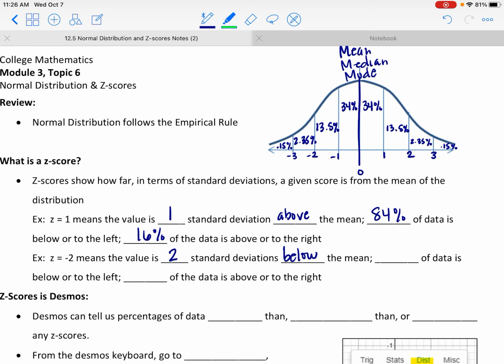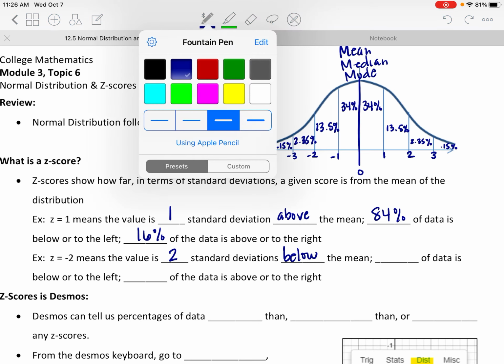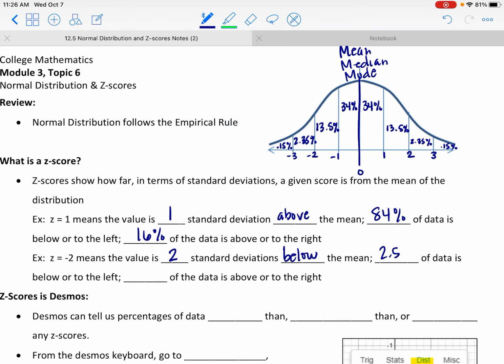And so if we're at this marker, then we have 2.5% of the data to the left of or below that mark. So 2.5% of the data is below that marker, which means the rest of it is above. The rest of it being all of this. So the other 97.5%, because there's 100% total, is above or to the right of that marker.